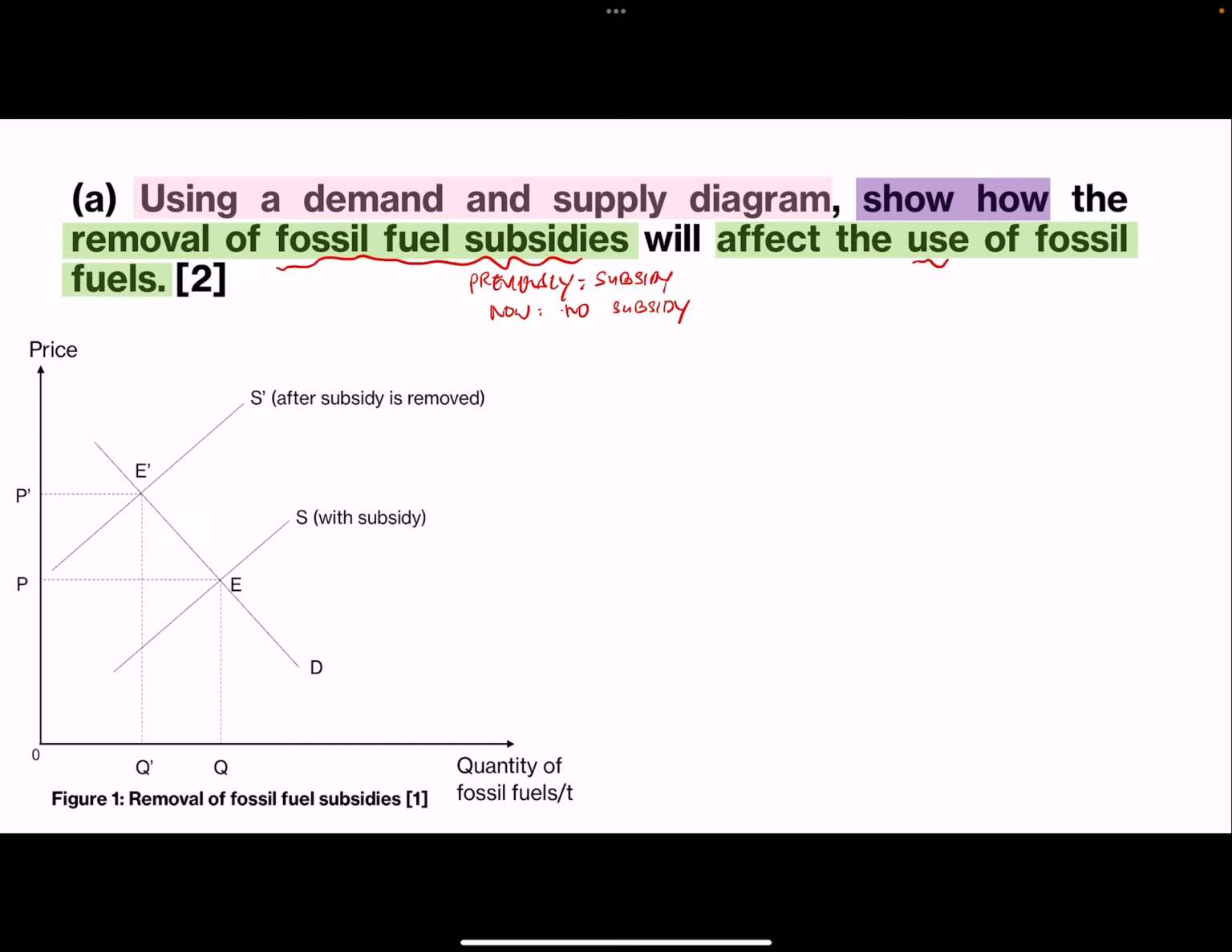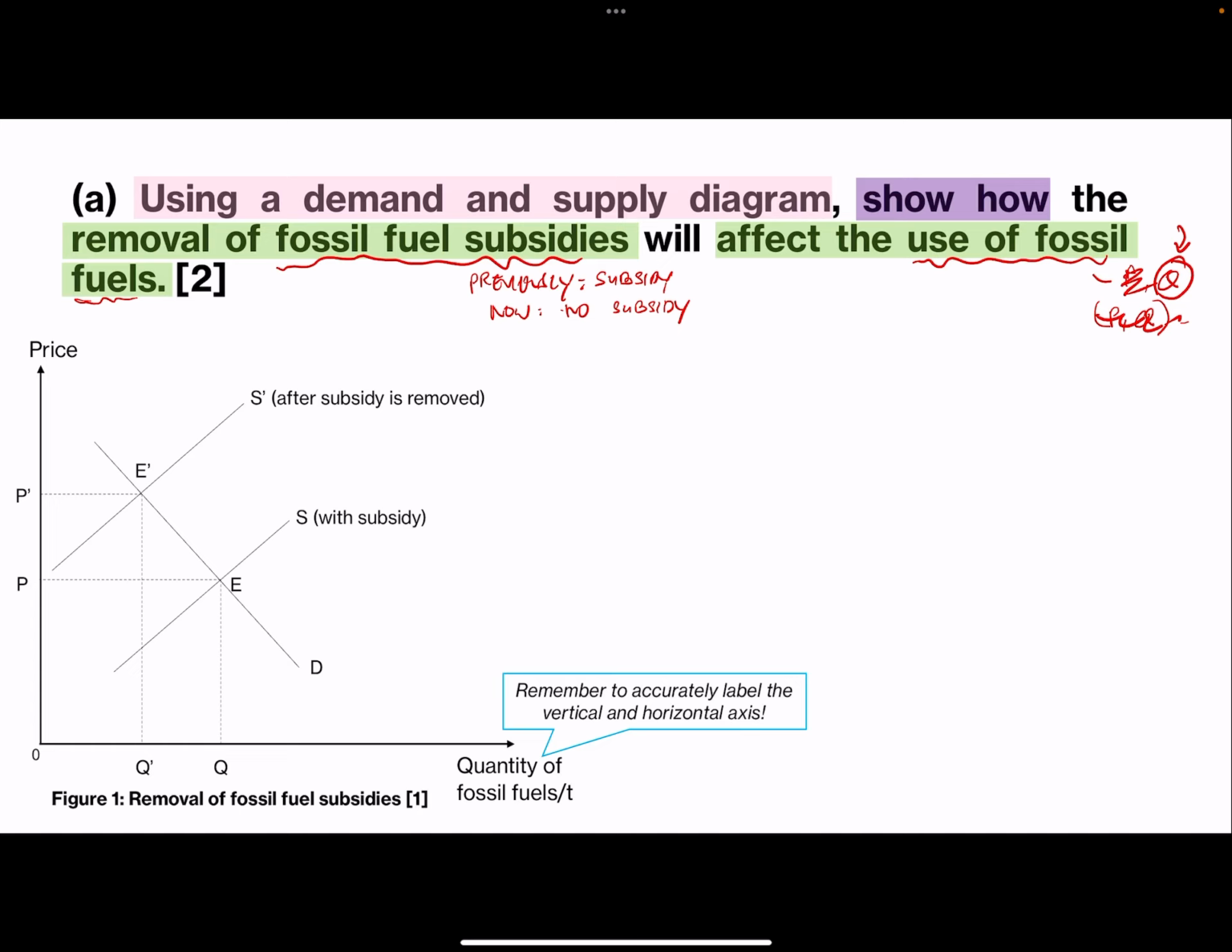Okay, so you see in demand and supply questions sometimes that they use vague words like this to sort of cover what they want. So you've got to ask yourself: are they asking for P, for Q, or for both P and Q? This should be a Q thing. Affect the use of fossil fuels means how much fossil fuel is used at the equilibrium quantity. So this is asking you for the equilibrium quantity.